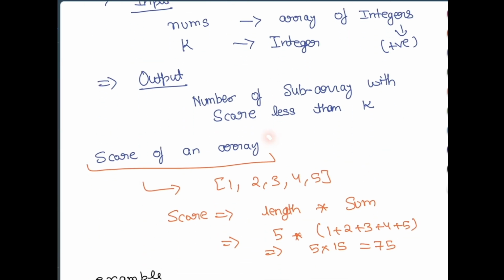Now how can you find the score of an array? This is very simple. If you have an array with 5 elements, 1, 2, 3, 4, 5, then the score of the array is the length of the array multiplied by the sum of the elements of your array. The length is 5, and the sum is 1 plus 2 plus 3 plus 4 plus 5, the sum of all the elements. This is 5 multiplied by 15, which is 75. So the score of this array is 75.